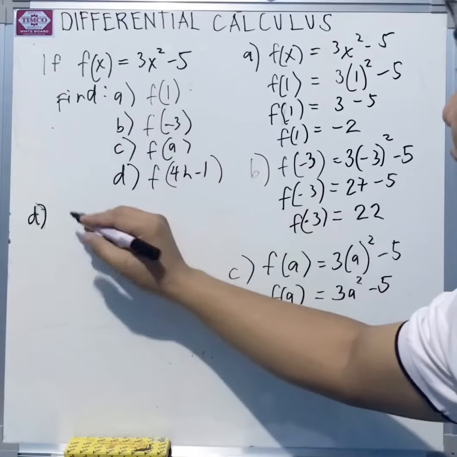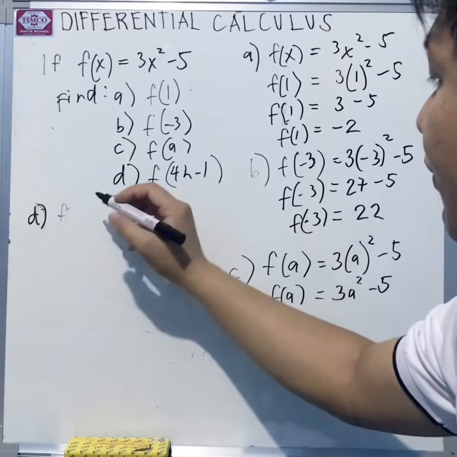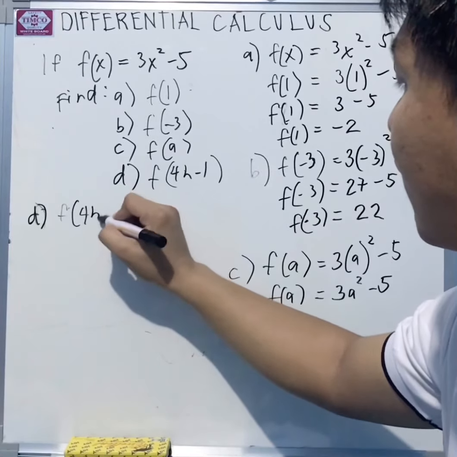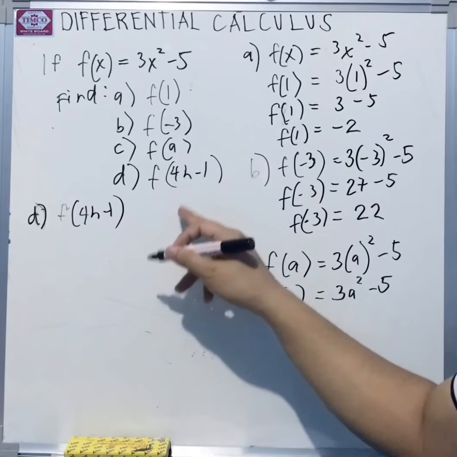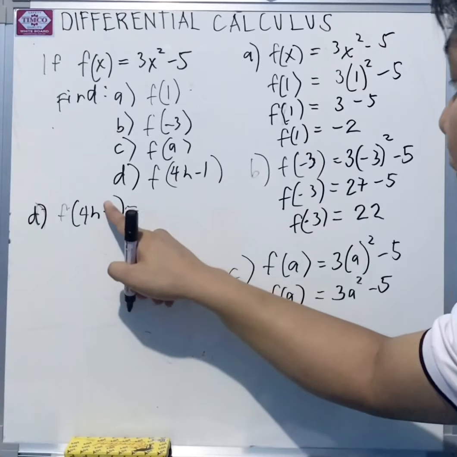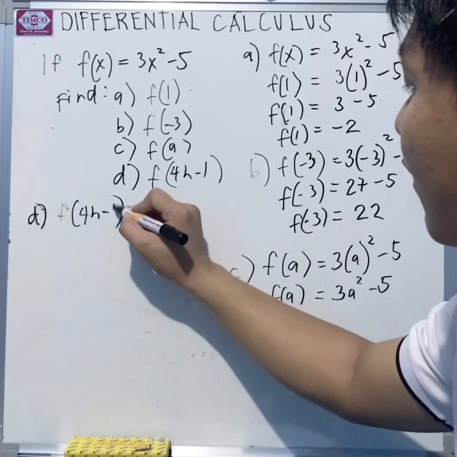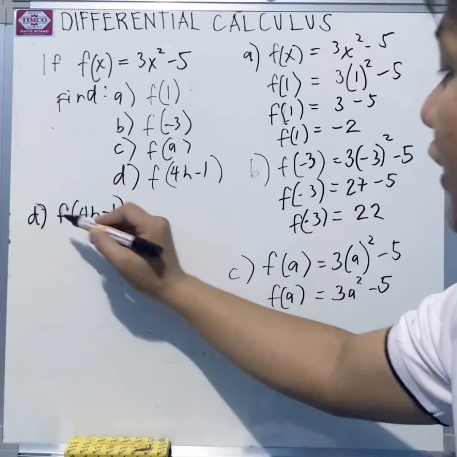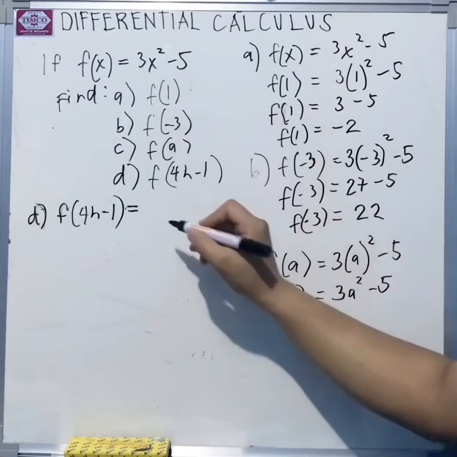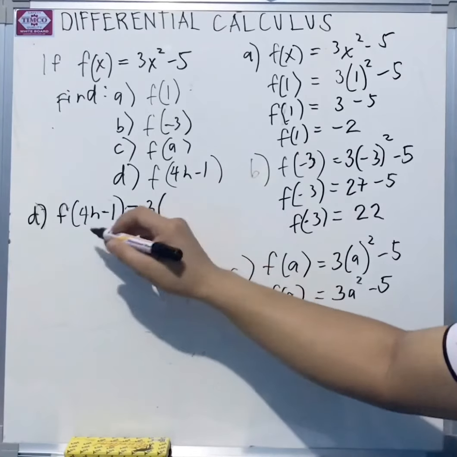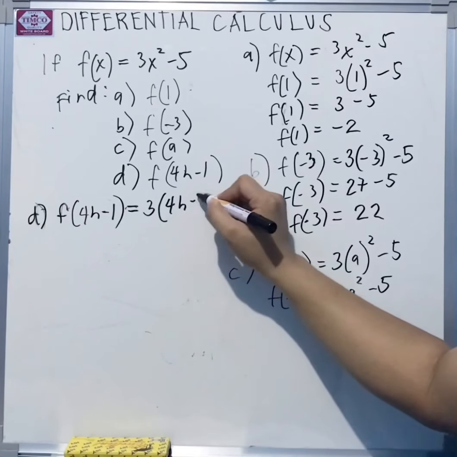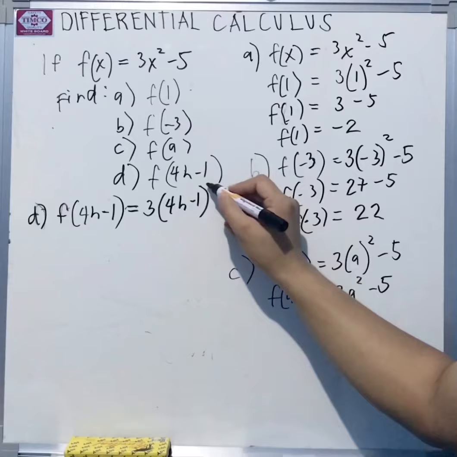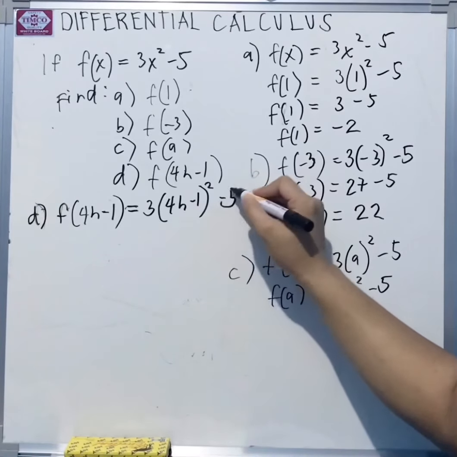Letter D. We have f of 4h minus 1. So, we have to substitute the value of f of 4h minus 1 to the equation. We have 3 times 4h minus 1 squared minus 5. Okay?